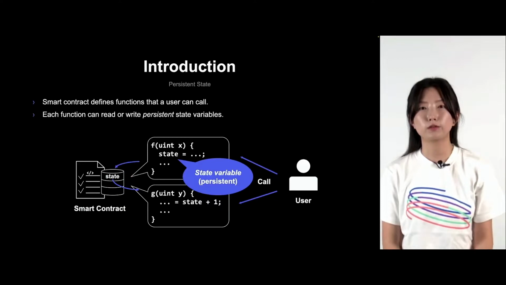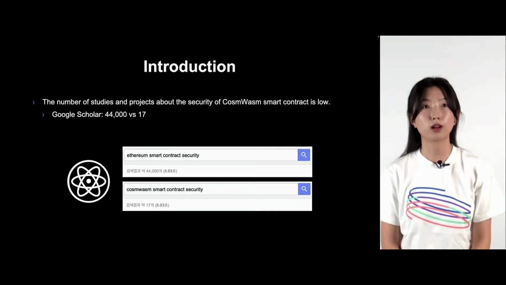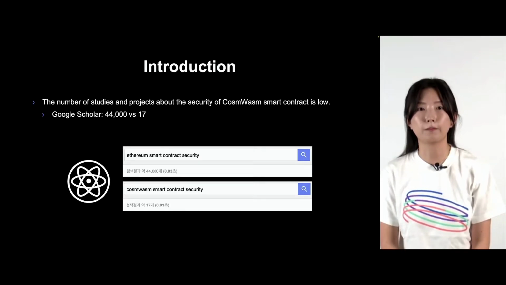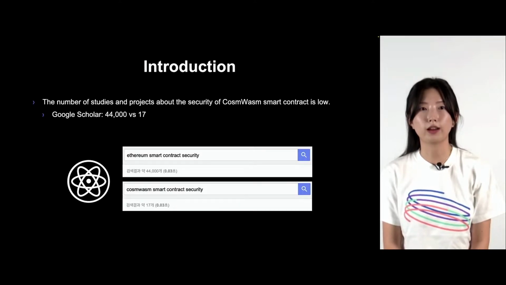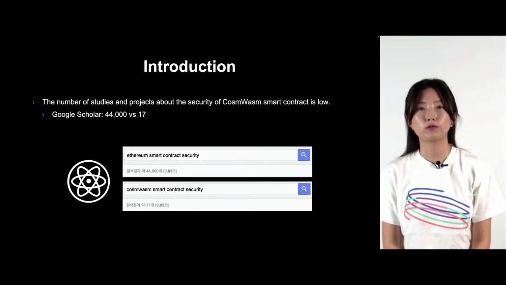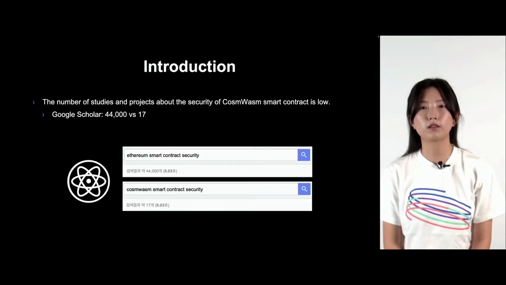Ethereum is the number 1 blockchain that supports smart contracts, so it has been the number 1 target for hacking accidents. But not only Ethereum, other blockchains are also widely used. However, if we search within Google Scholar, not many research results are found regarding CosmWasm related smart contracts.